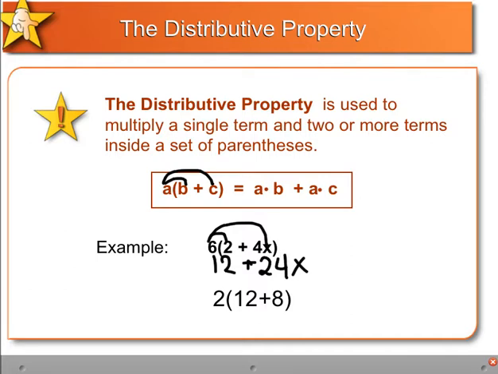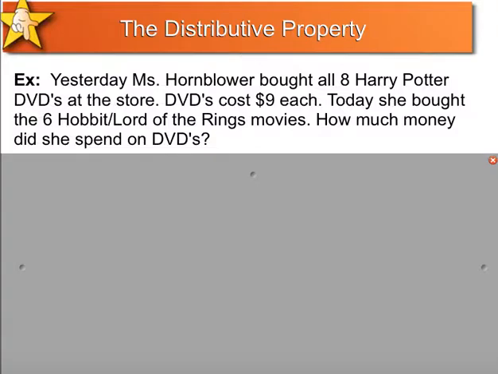The next one, we can still use the distributive property, and we can do 2 times 12 is 24. 2 times 8 is 16, and since there's an addition sign right here, we are going to add these together and get 40. Now I know that there are other ways to do that one. We can simplify within the parentheses first to get 12 plus 8, which is 20, and we multiply by 2, which gives us 40. So either way ends up working.